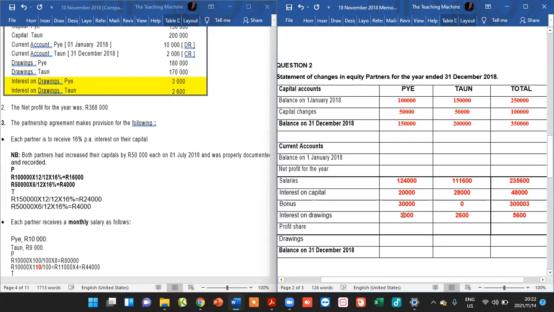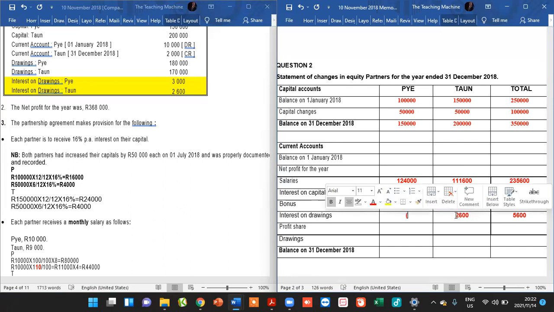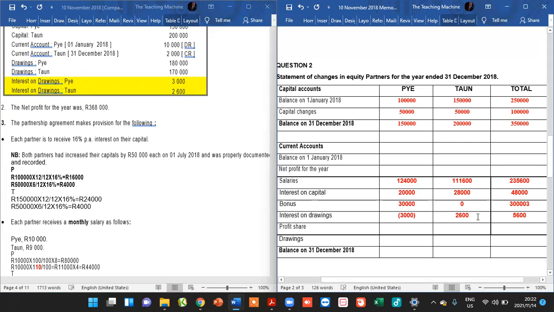But students, you know that interest on drawings, you put in brackets, since interest on drawings affects the equity negatively. It's more like the interest on your unfavorable balance. If your balance is negative, they will charge you interest. We call that interest expense. But if your balance is positive, they will give you interest. We call that interest income. Okay.